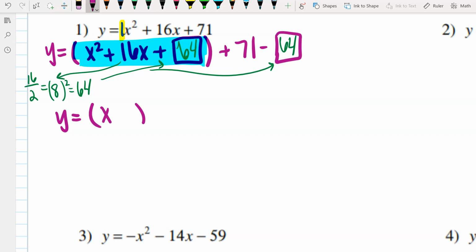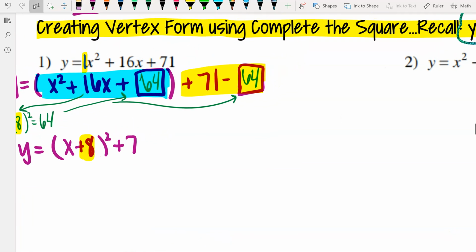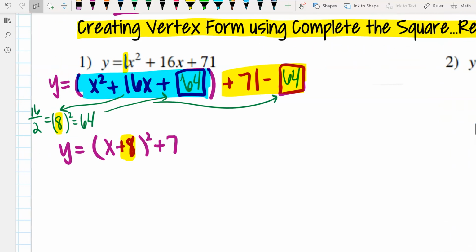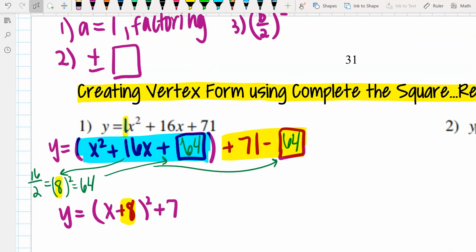So I should have an x, and I'm going to have plus 8 because we have that handy dandy little shortcut of plugging in whatever that is, squaring, and then we have our constants out here that we need to simplify. So 71 minus 64 is actually a positive 7. And now it is in vertex form, just like we talked about at the top of the page. So we'll put step 4 is the factoring piece, the perfect square trinomial piece.